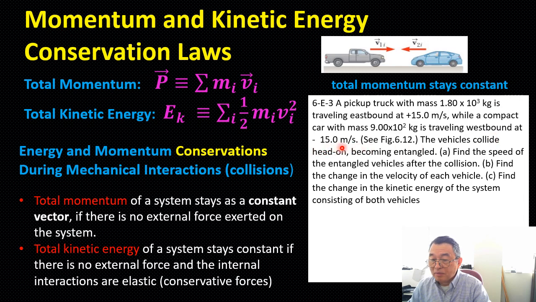They have the same speed, but in opposite directions. The vehicles collide head-on and become entangled, which means they stick together. That's called totaled. Now, part A: find the speed of the entangled vehicle after the collision.